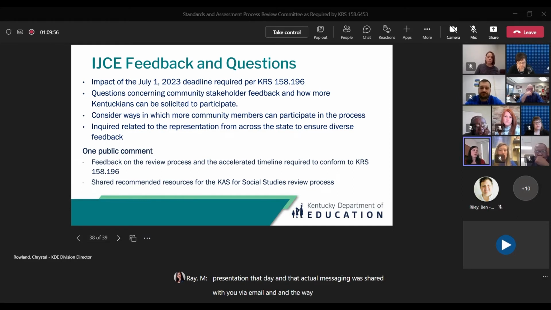And the way that we were able to address that within the Interim Joint Committee is that, again, this statute required us to open the CAS for social studies outside of the regular 6-year cycle. And because we have that July 1, 2023 deadline, we had to accelerate that timeline and move very quickly to make the incorporations of these documents into the CAS. But we certainly in 2025 would be able to meet much of the concern of that commenter in terms of the recommended resources that should be shared with the advisory panels and review committee moving forward under a full review of the Kentucky Academic Standards for Social Studies.